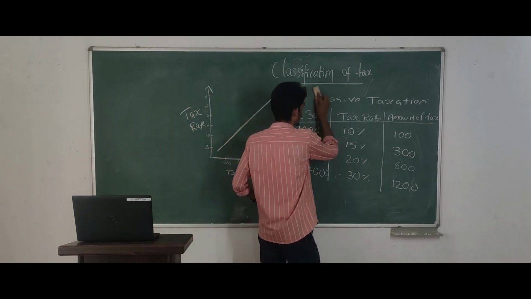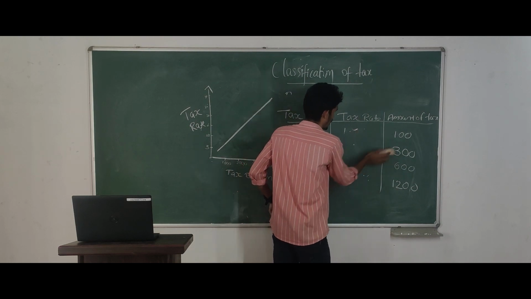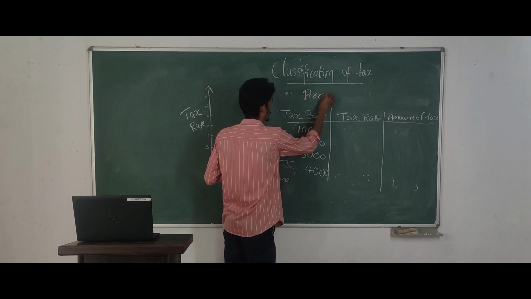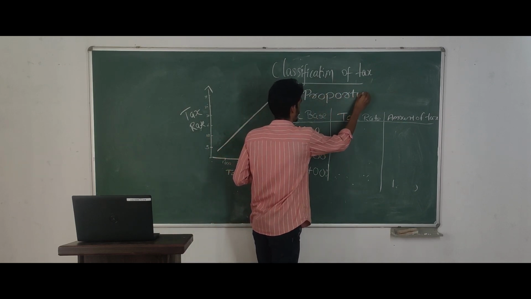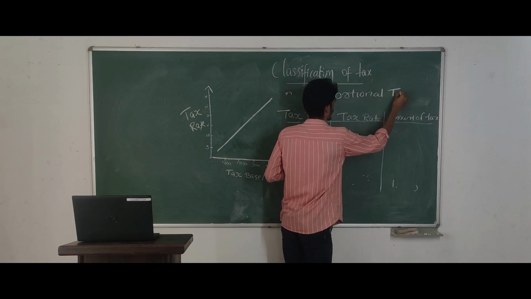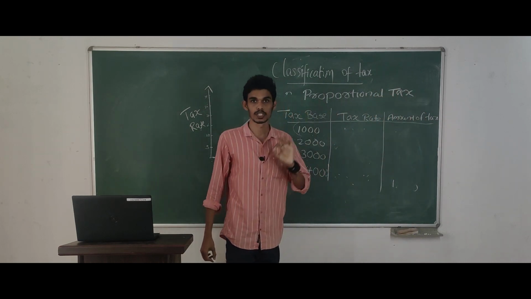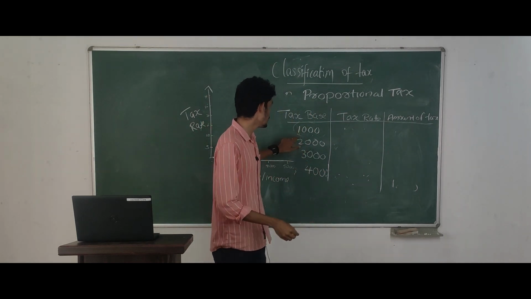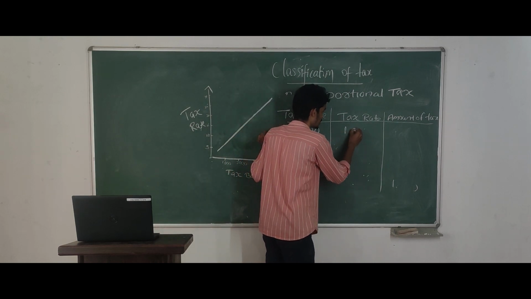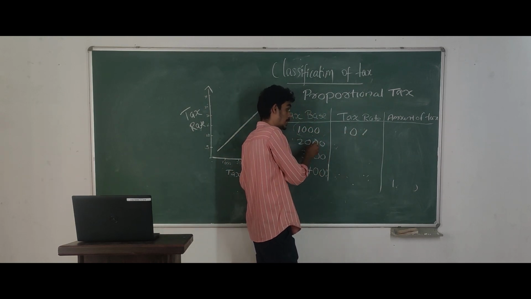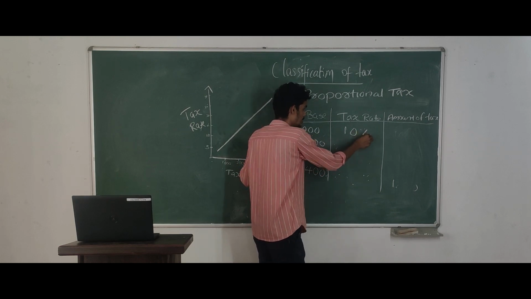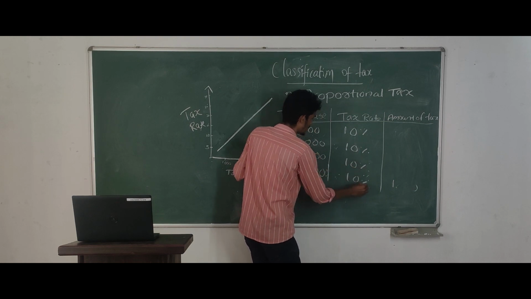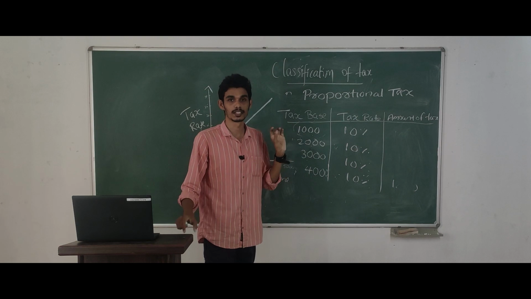The second type of taxation is proportional taxation. In the case of proportional tax, if income increases, the tax rate remains constant. Here, income is 1000, the tax rate is 10%. If income increases from 1000 to 2000, the tax rate remains constant at 10%. In this case, if income increases, the tax rate remains constant.